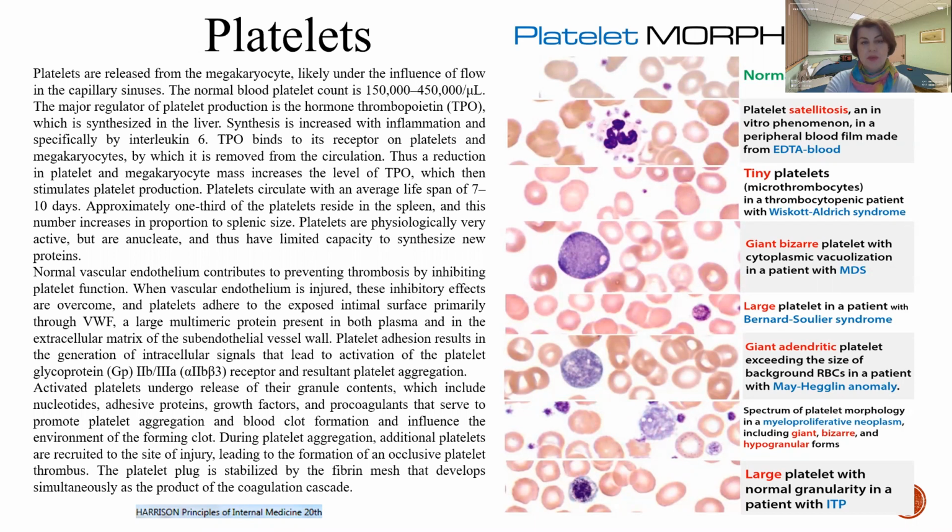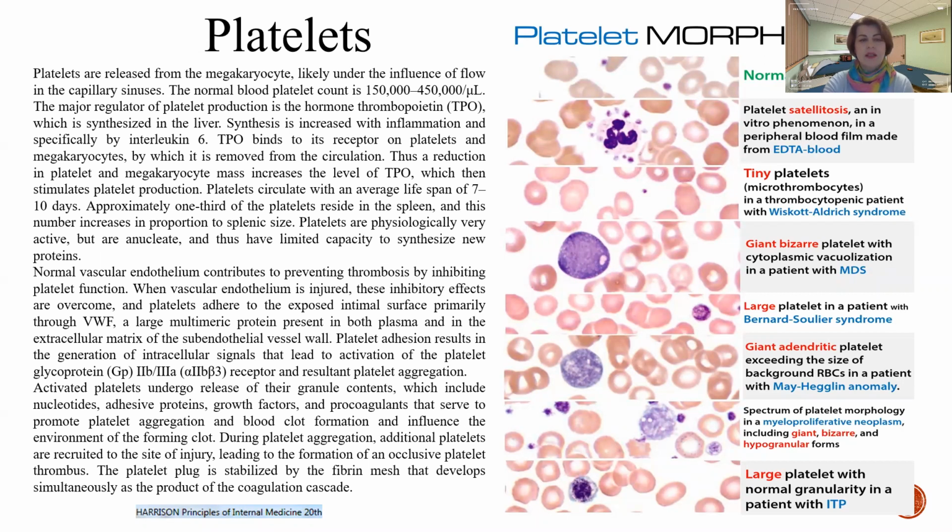Thrombopoietin binds to its receptor on platelets and megakaryocytes, by which it is removed from the circulation. Thus, the reduction in platelet and megakaryocyte mass increases the level of thrombopoietin, which then stimulates platelet production. Platelets circulate with an average lifespan of 7 to 10 days, and approximately one-third of the platelets reside in the spleen, and this number increases in proportion to the splenic size. Platelets are physiologically very active but are anucleated cells and thus have limited capacity to synthesize new proteins.